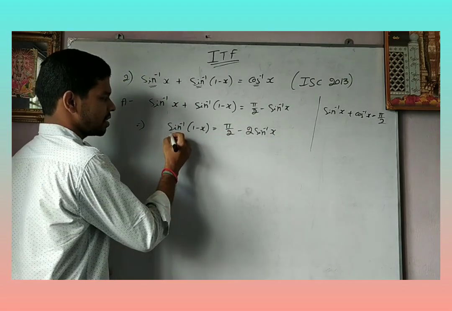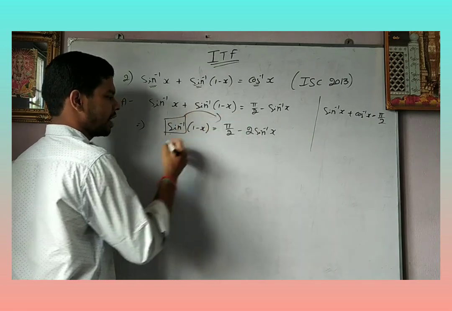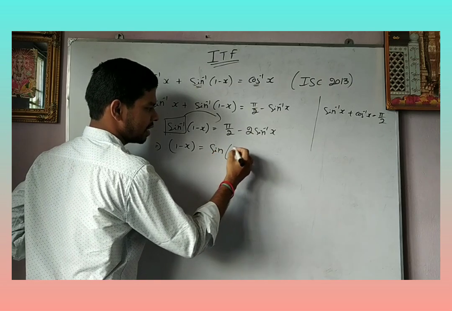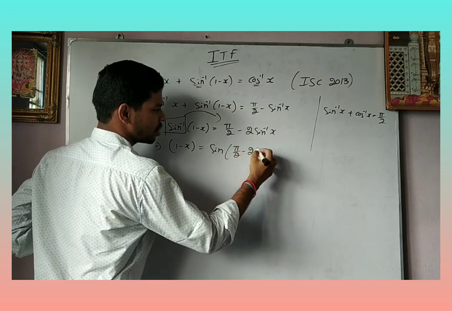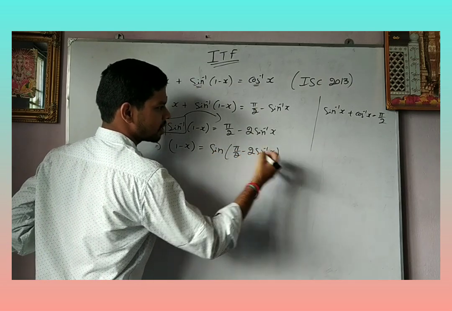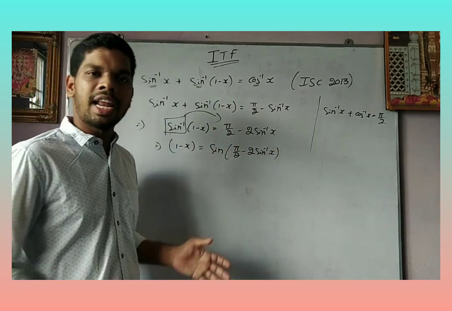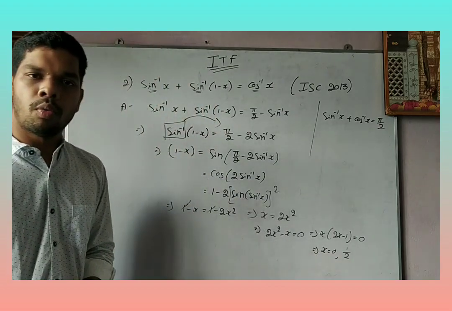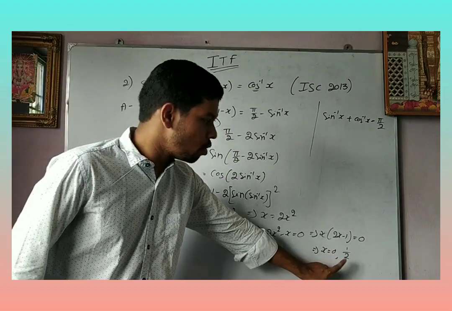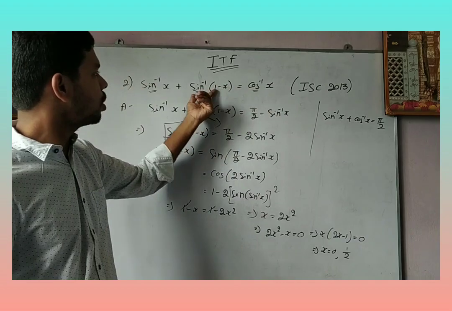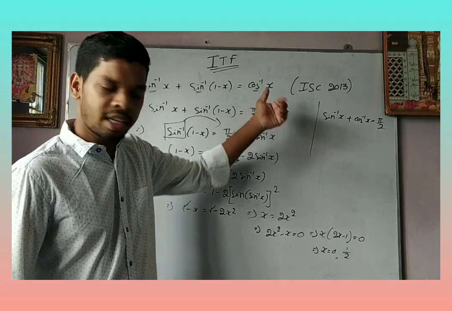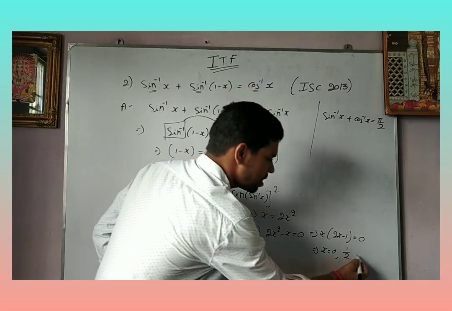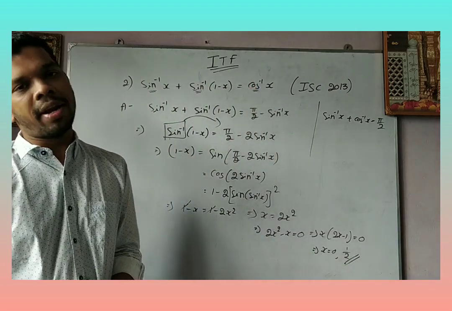Now second step, take this function to the right hand side: 1 minus x equal to sin (90 minus 2 sin inverse x). Now you can do it like the previous question. The x equal to 0 and x equal to 1 by 2. Here both are correct. If you put x equal to 0, the left hand side is equal to the right hand side. If you put x equal to 1 by 2, the left hand side is equal to the right hand side. So the answer is 0 and 1 by 2.